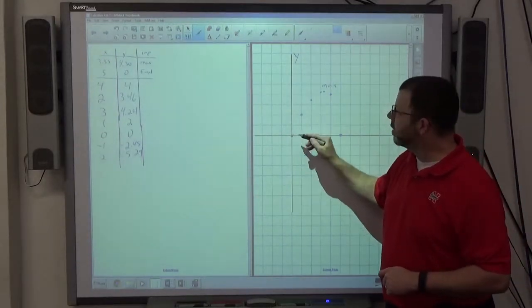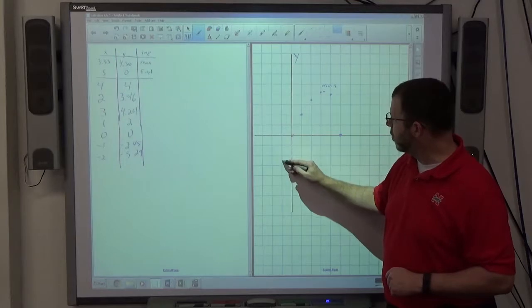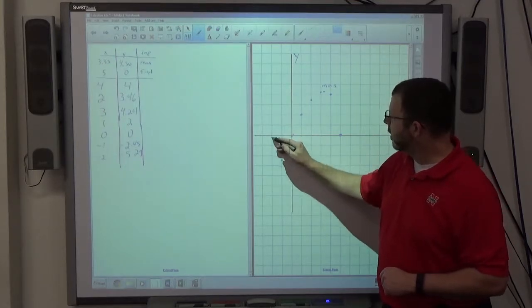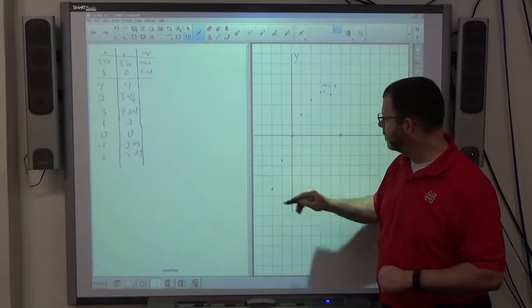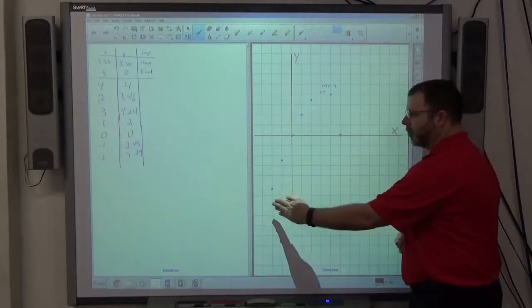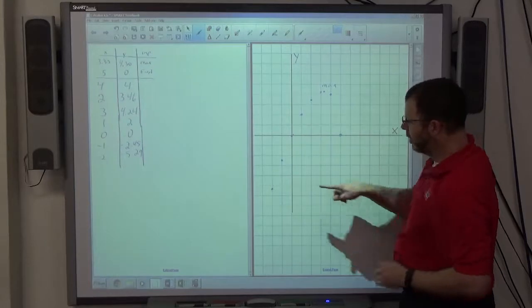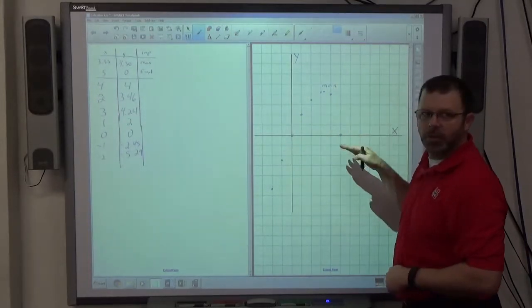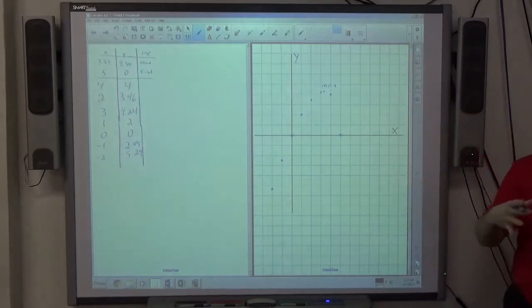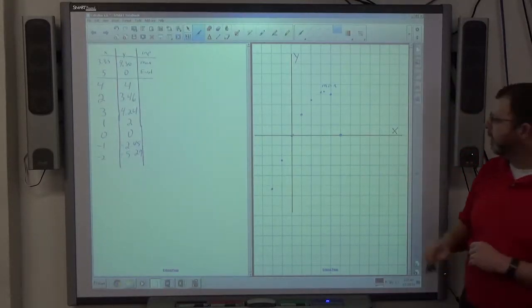0, 0's here, and then negative 1, 1, 2.45. Negative 2, 1, 2, 3, 4, 5.29. Okay. Notice how it looks. It looks like it's going to come up, hit the max, start turning back down. It looks concave down all the way through. Everything that my calculus told me was supposed to happen is happening here.